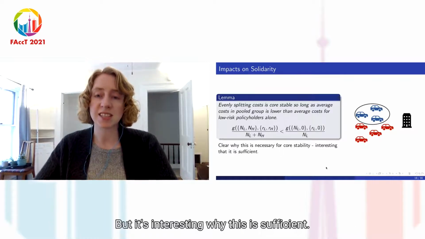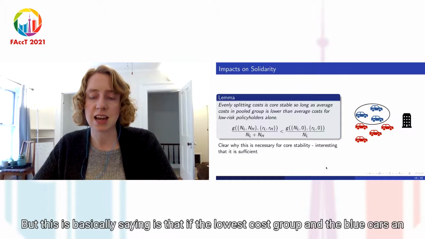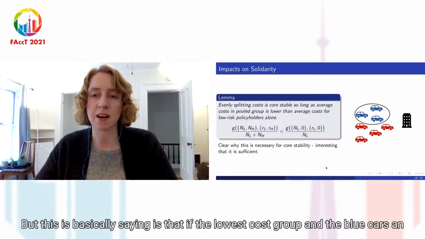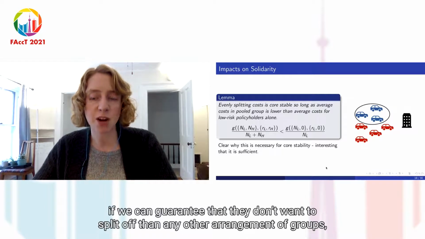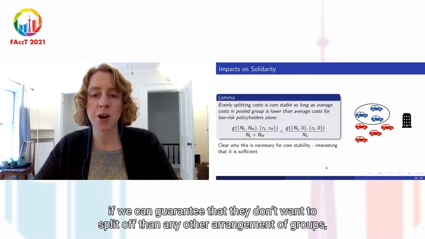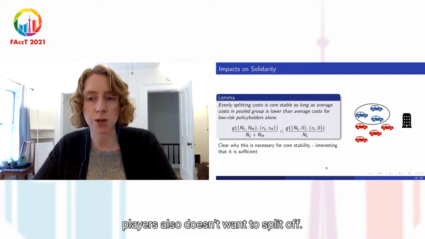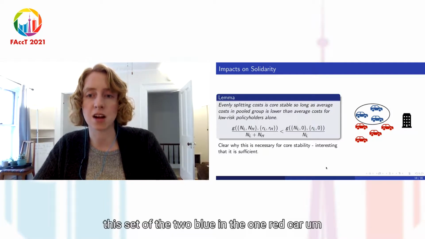But it's interesting why this is sufficient. What this is basically saying is that if the lowest cost group, the blue cars in the example here, if we can guarantee that they don't want to split off, then any other arrangement of groups, of players, also doesn't want to split off. So for example, this set of the 2 blue and the 1 red car.